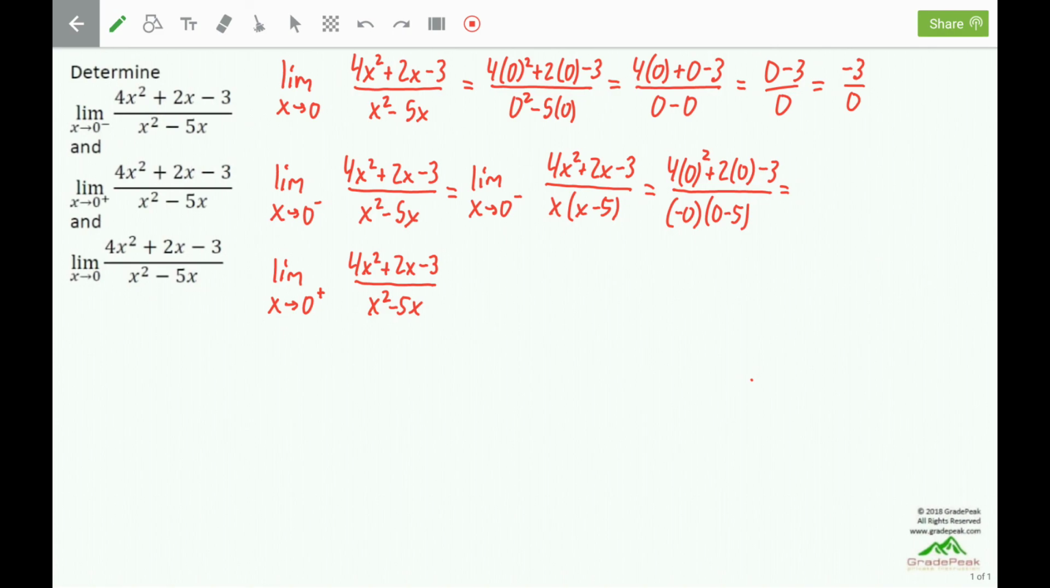4 times 0 squared is 0, plus 2 times 0 is also 0. So we have 0 plus 0 minus 3 divided by a negative 0 times a 0 minus 5, which is a negative 5. 0 plus 0 minus 3 is a negative 3, over a negative times a negative, which is a positive, and then 0 times 5 is 0. Now, a negative over a positive is a negative, and a non-zero over a 0 is an infinity. There's the result of the left-sided limit.